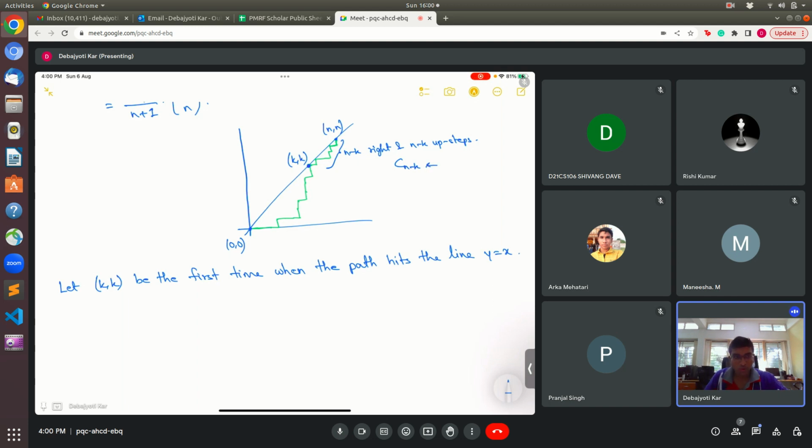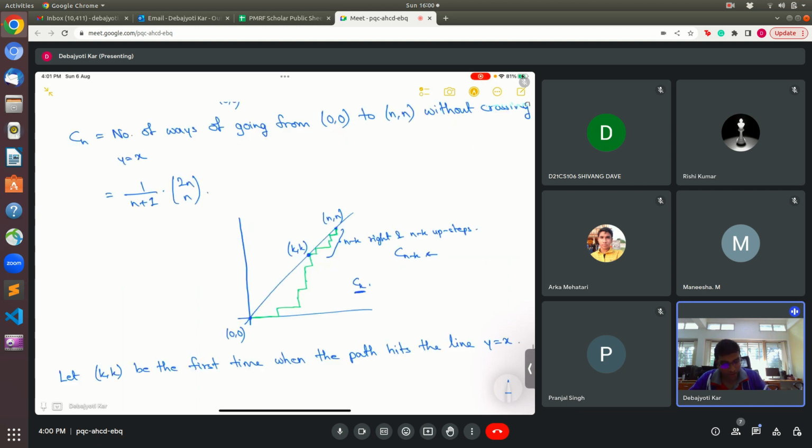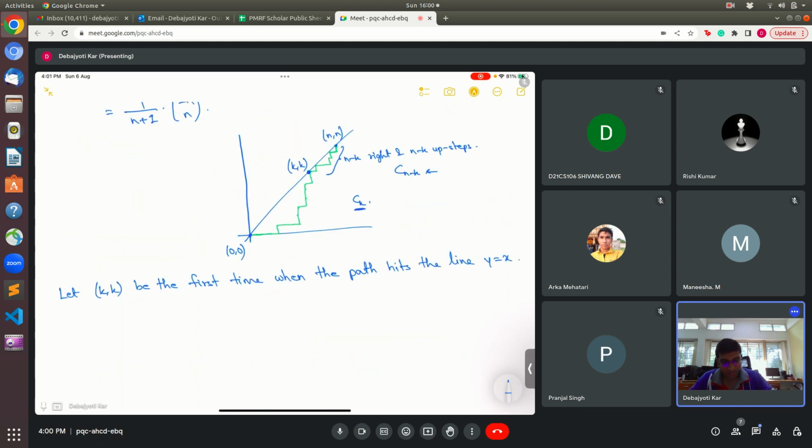Now suppose we want to count the number of ways in which you can reach from 0, 0 to k, k. Why is it not equal to the kth Catalan number? Because you are considering that k, k is the first time you hit the line y equal to x. In the definition of C_k, you are allowed to hit the line y equal to x multiple times before reaching k, k.